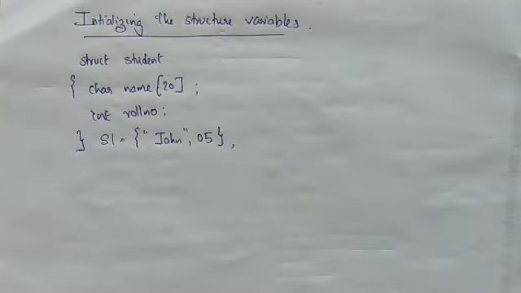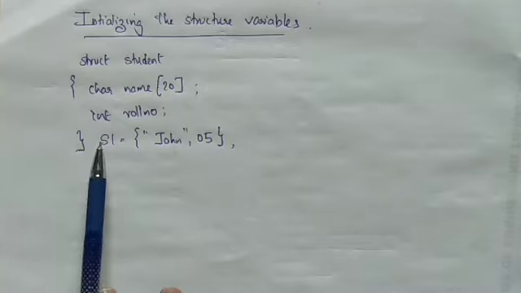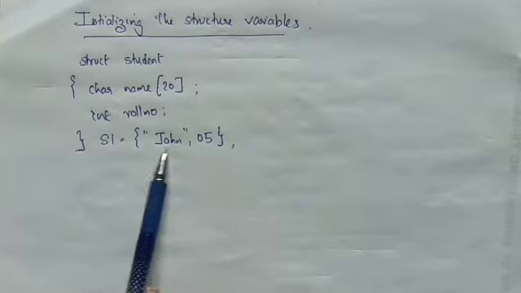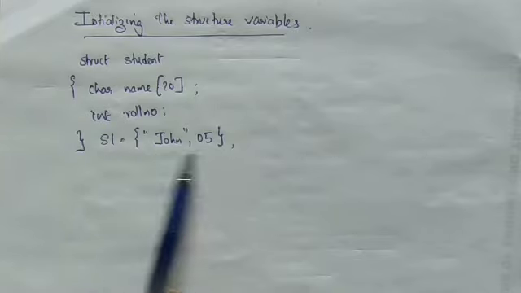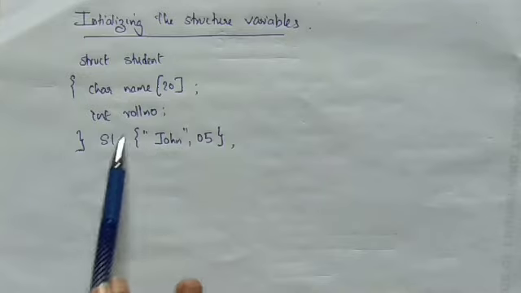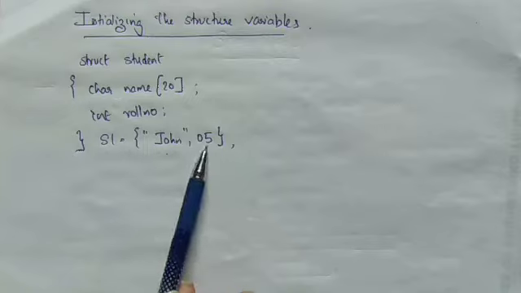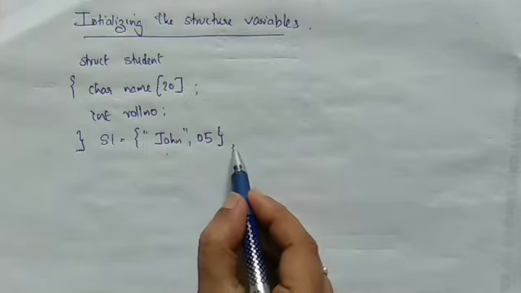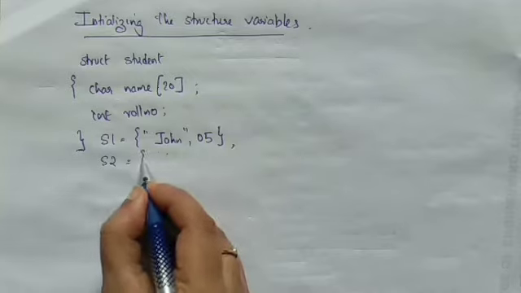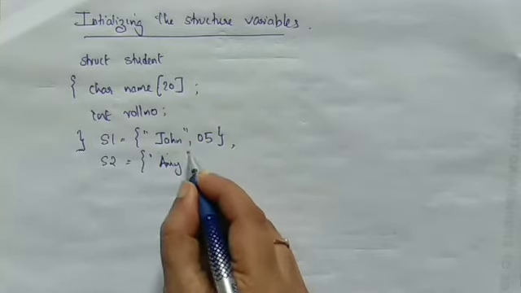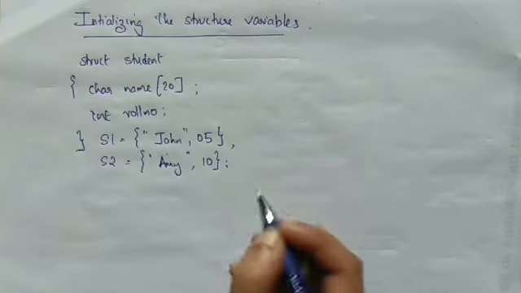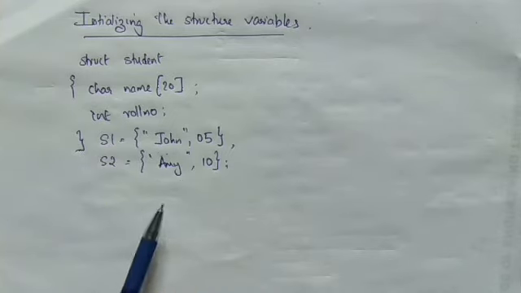Next is how you can initialize the structure variables. Here we have defined structure student. It has two variables, name and roll number. Along with the definition, we have declared the variable s1 and you are initializing the values. You put the values within braces. First one is the name. S1's name will be assigned as John. S1's roll number will be assigned as 5. If you want another variable, you separate it by a comma. S2 equal to name and roll number, semicolon. So you have two variables.